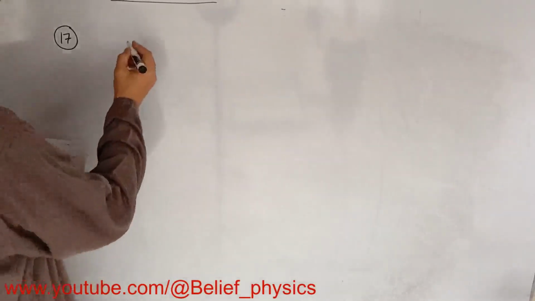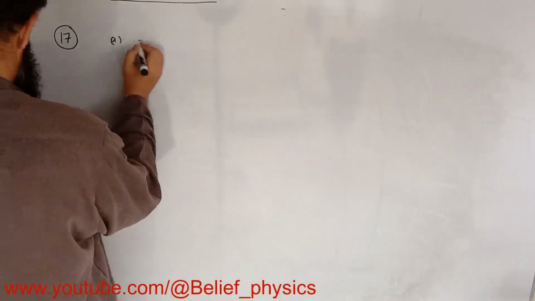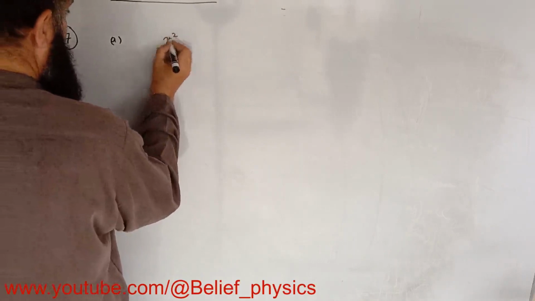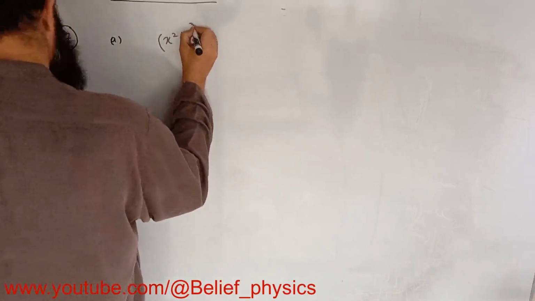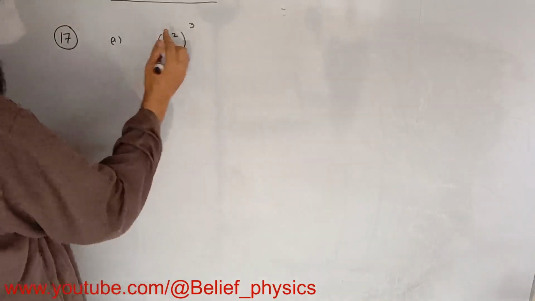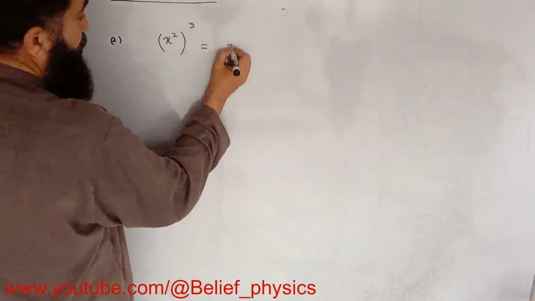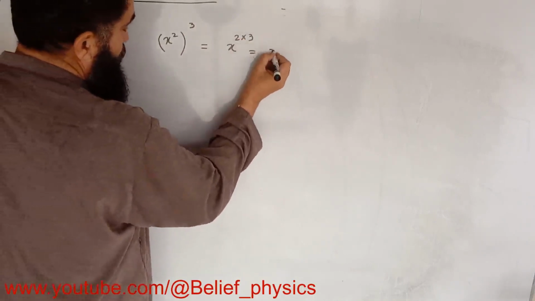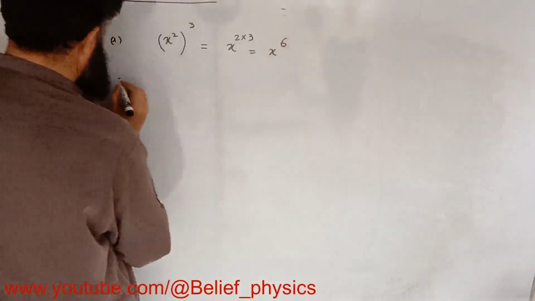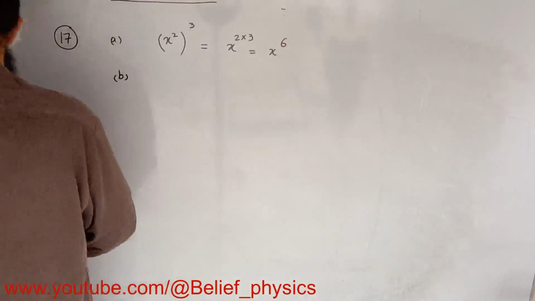Question number 17 is: simplify. A part is simplify (x squared) whole cubed. When it is a whole power, the powers are multiplied. So this is equal to x power 2 into 3. 2 threes are 6, so the answer will be x power 6. That's it.